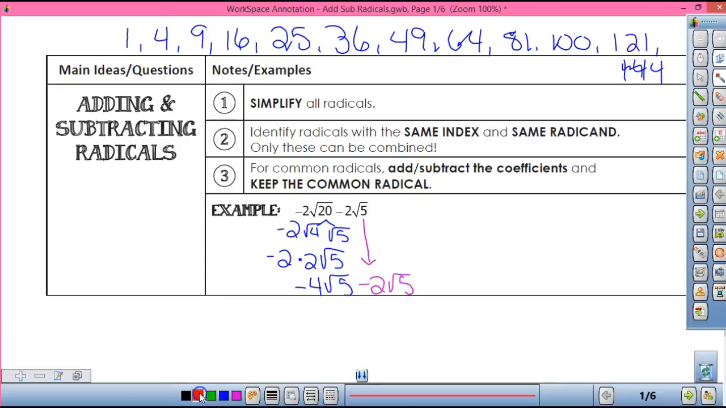So now all I'm doing is combining my coefficients. So negative 4 minus 2, well, I have negative 6 root 5 is my answer. Your roots have to be the same, otherwise you can't combine. Your roots have to be the same in order for them to combine.